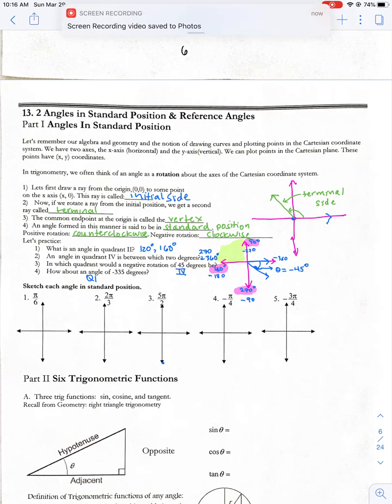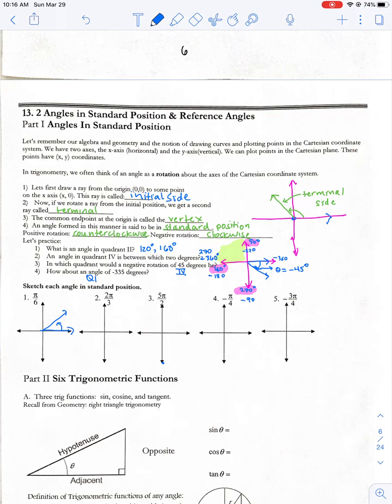Pi over 6, if we think about it, is equivalent to 30 degrees in a positive direction, meaning that it's counterclockwise. So I have here that the initial side is going to be on the positive x-axis and 30 degrees away would be here. So this angle where I have the initial side and the terminal side being about 30 degrees is pi over 6.